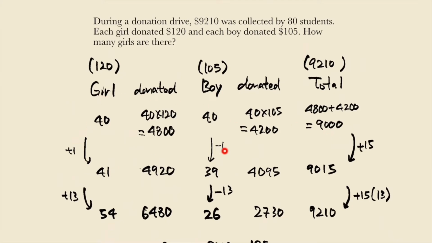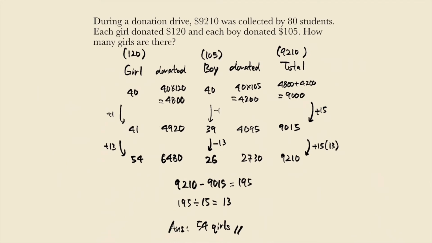So let's add 1 and minus 1, and the total increased by 15. But I want to get to a target of 9210, yeah? So let's find the gap, shall we? 9210 minus 9015, the gap is 195. Now since each step is 15, going to increase by 15. How many 15s are there in this 195?